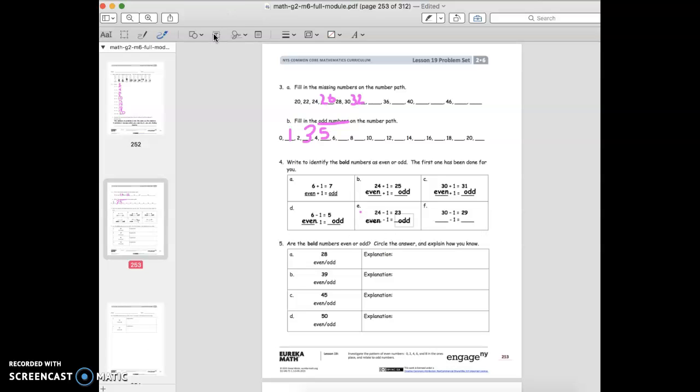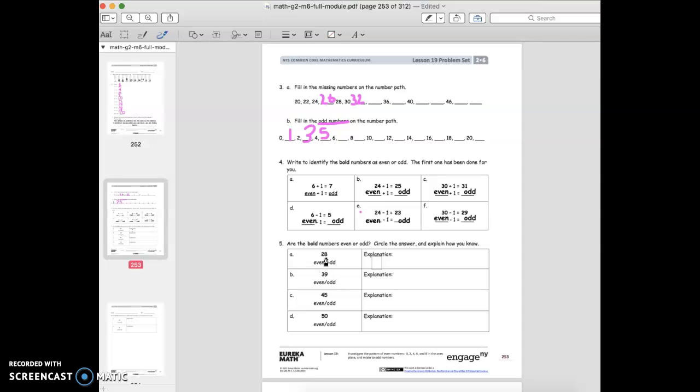There's a pattern here. It seems like this is going to be what happens every single time. 30 is even. 30 minus 1 equals, we all know it is, 29. So, even minus 1, again, is equal to odd. Those rules will always stay the same. So, it wants to know, are these bold numbers even or odd?